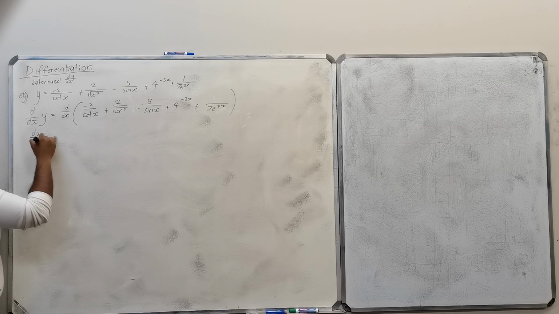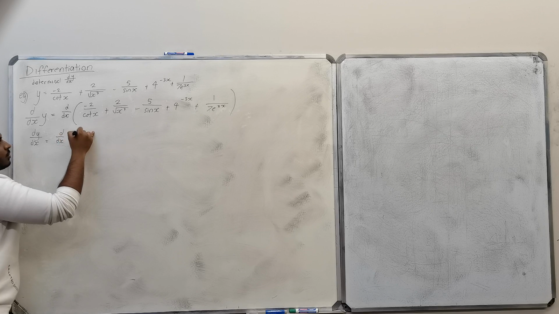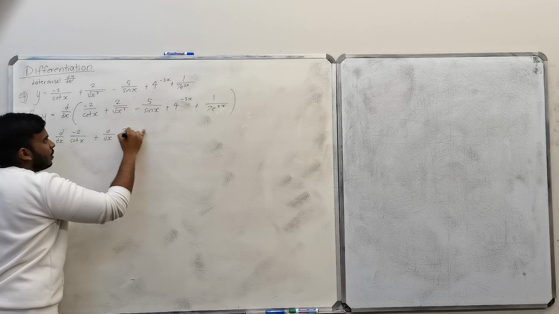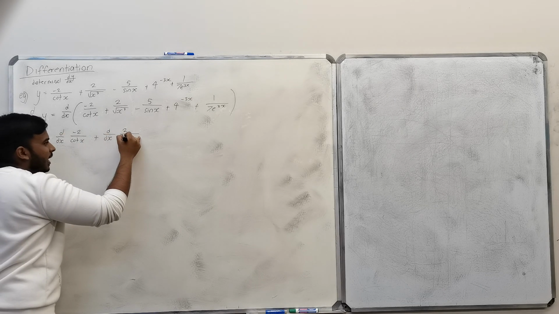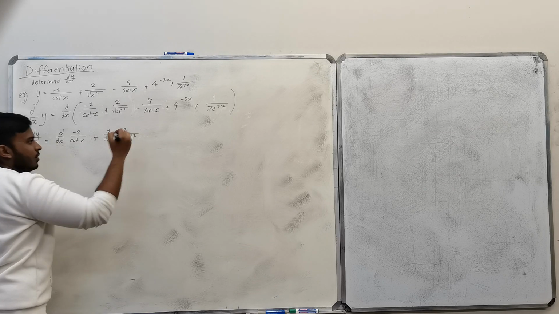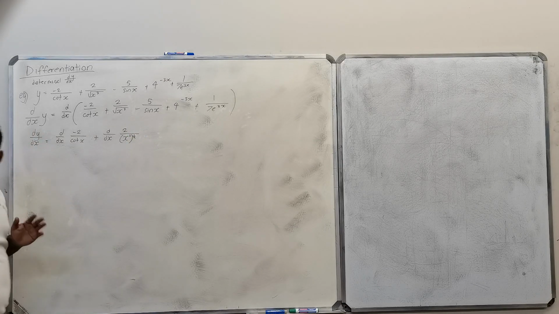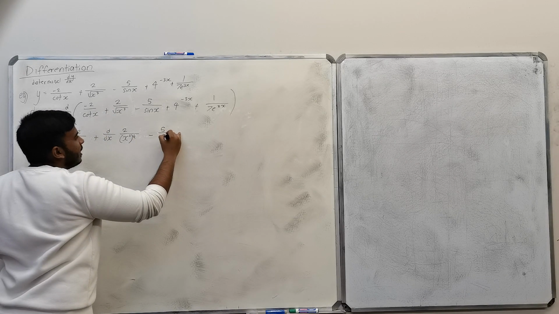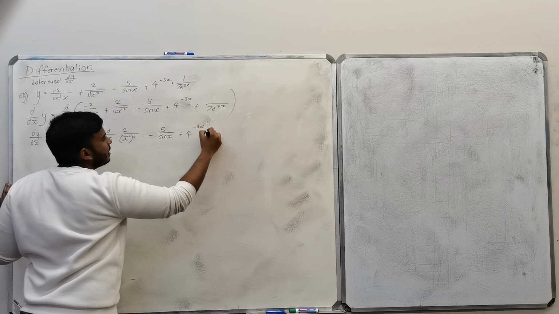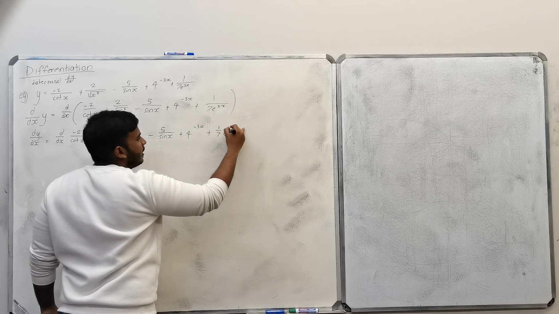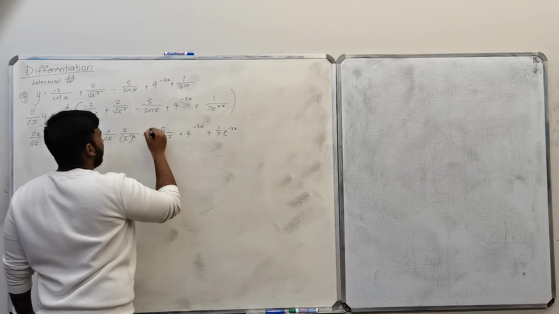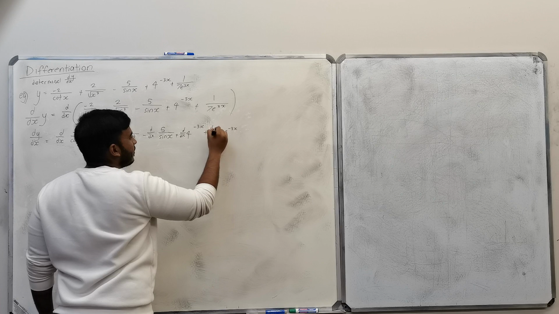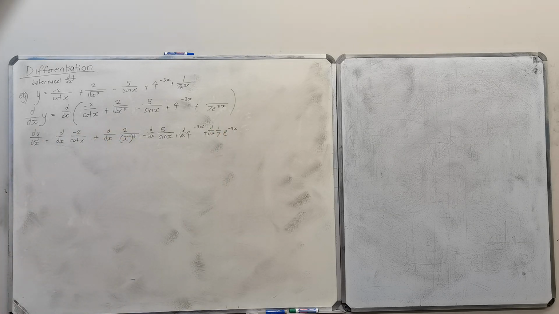So this is dy over dx equals d over dx of minus 2 over cot x plus d over dx of 2 over root x cubed, which is x cubed to the half. Remember that minus 5 over sine x plus 4 to the power minus 3x plus, and this can be written as 1 over 7 e to the minus 3x. Straightforward. That is algebra.